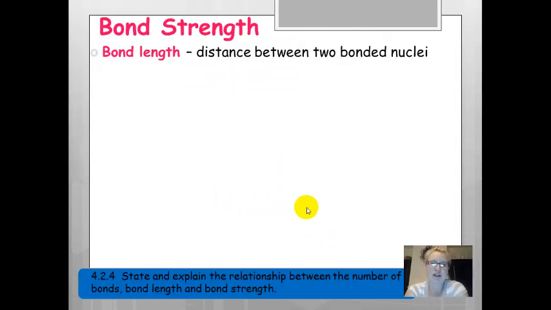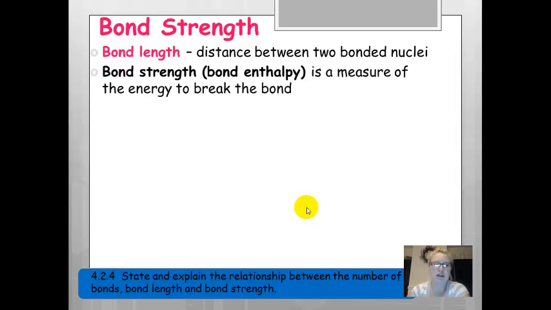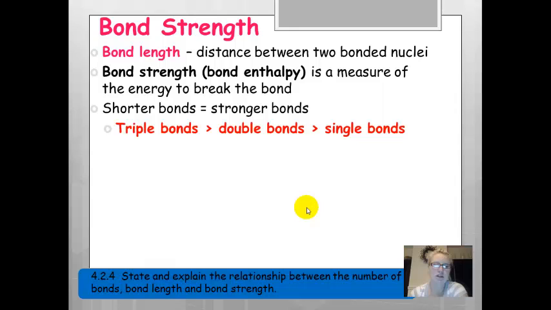The bond strength is related to the bond length, or the distance between 2 nuclei. The bond strength is a measure of the energy that's required to break a bond. And the shorter the bond, the stronger the bond. So triple bonds are stronger than double bonds, which are stronger than single bonds.